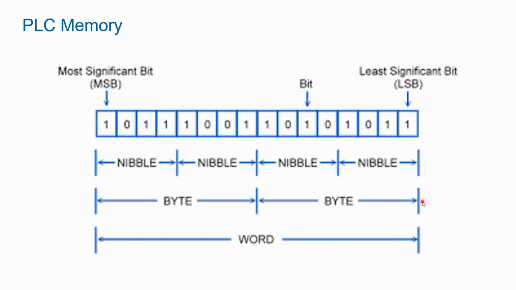But the more common breakpoint, shall we say, is a byte. We've all heard the terms bytes, kilobytes, megabytes, gigabytes. So 1 byte is 8 bits. So 1, 2, 3, 4, 5, 6, 7, 8. I've got 8 bits here together, and that makes up 1 byte. So 2 nibbles make up 1 byte. 8 bits make 1 byte.